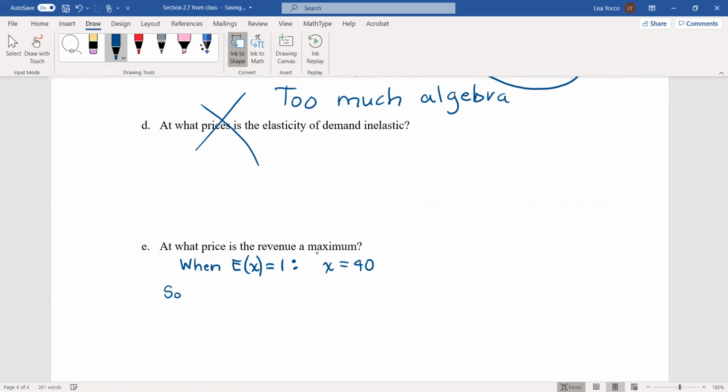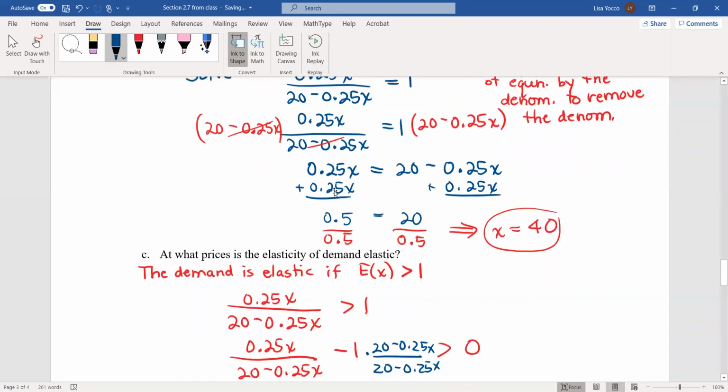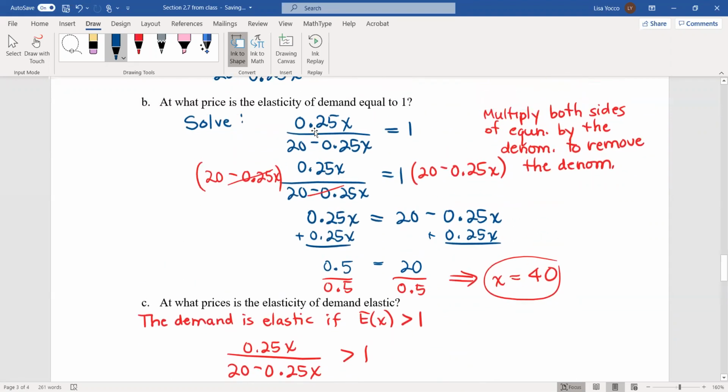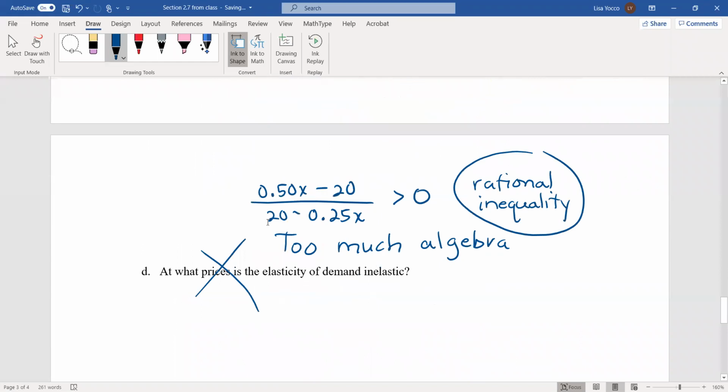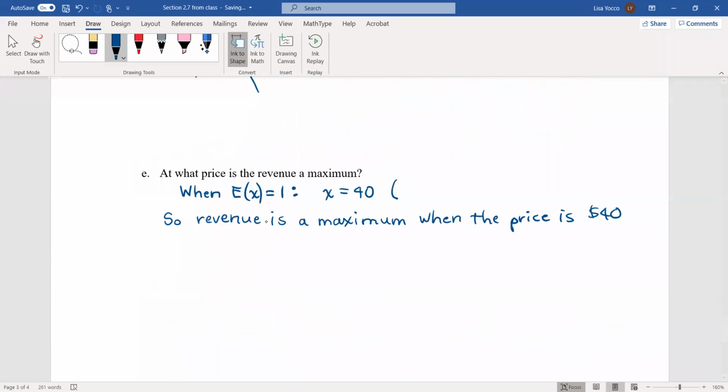So revenue is the maximum when the price is 40, I guess $40. And again, I got that from part B, where we saw E of X equal to 1. Okay. That's pretty much it.